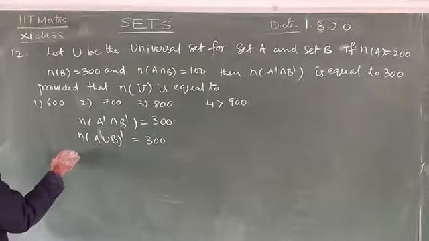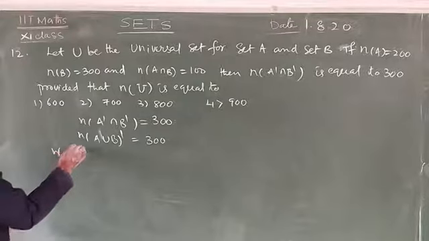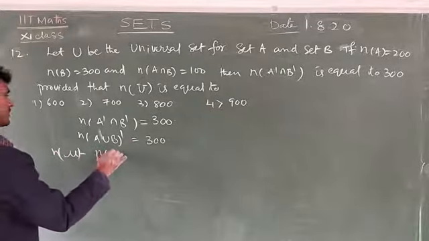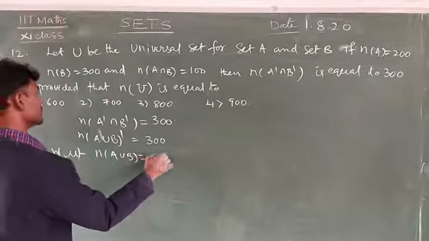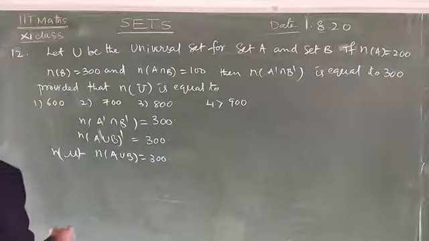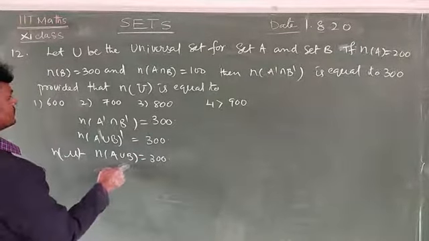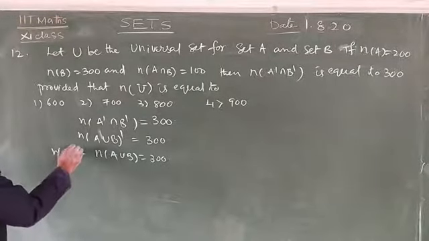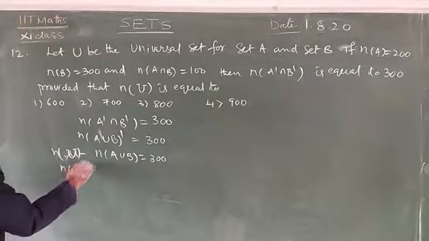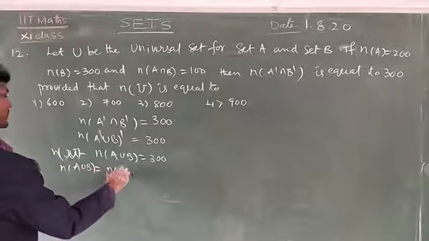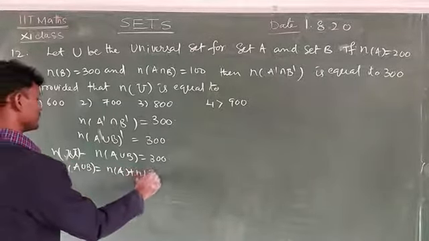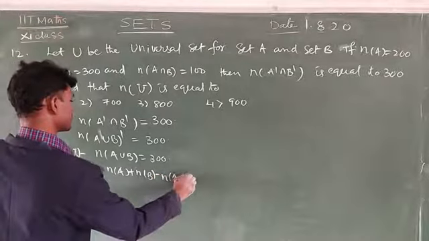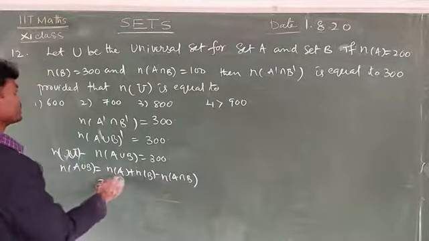Now this is written as n of mu minus n of A union B is equal to 300. Now we have to find n of A union B, and thereafter substitute here, then we will get this answer. N of A union B is equal to n of A plus n of B minus n of A intersection B.